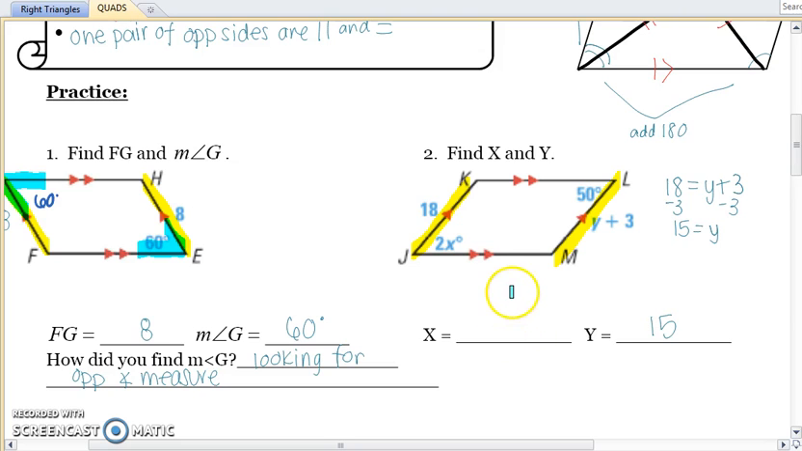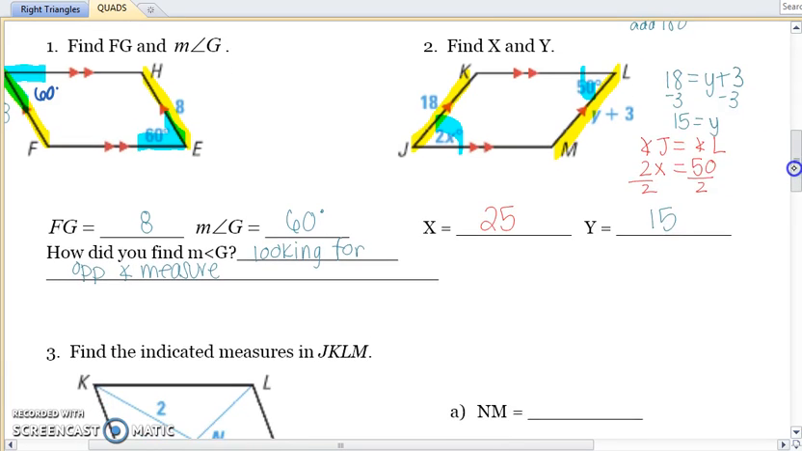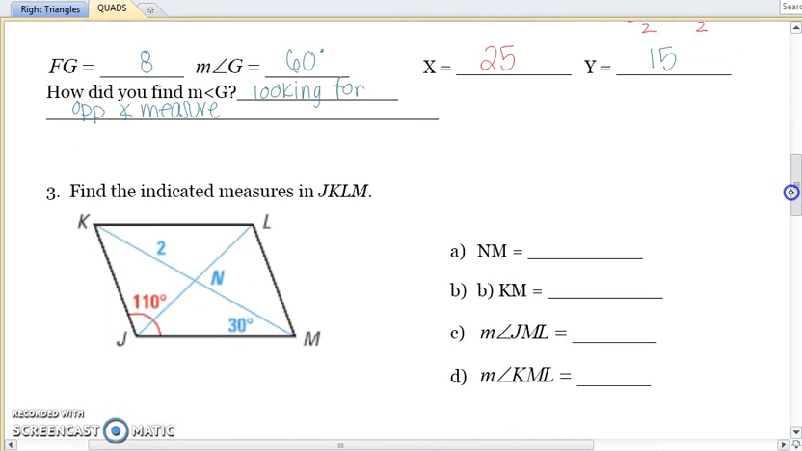Now to solve for the angle measure, we want to find out this angle here, J. We know J and L are opposite each other. J is congruent to angle L. So the equation that we will set up, again solving for x, we know J is 2x, we know L is 50. Divide both sides by 2, and we get x is equal to 25. So those are our opposite sides and opposite angles.